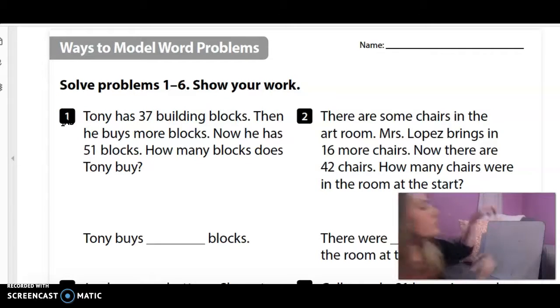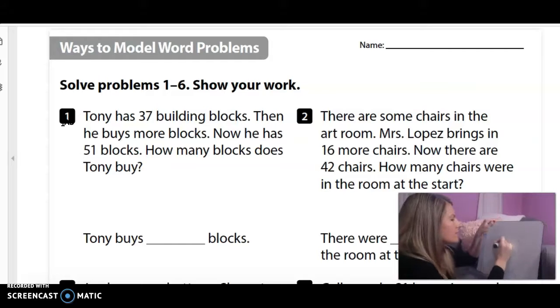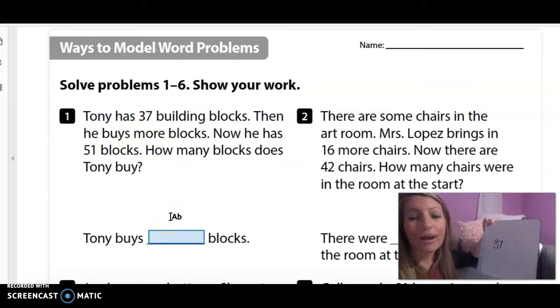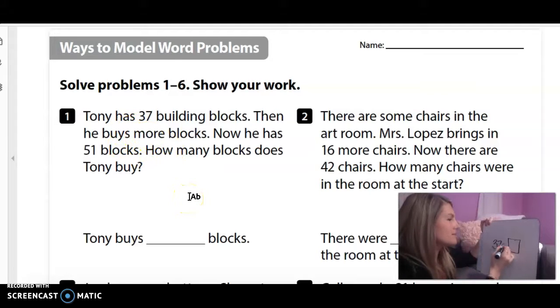Tony has 37 blocks, 37 building blocks. He buys more blocks. Does it tell us how many more blocks he bought? No. So I'm going to put a blank box, because we don't know how many more blocks he bought. Here's a clue of whether we will use addition or subtraction. This sentence says that Tony buys more blocks. When you see the word more, it's going to be an addition sentence.